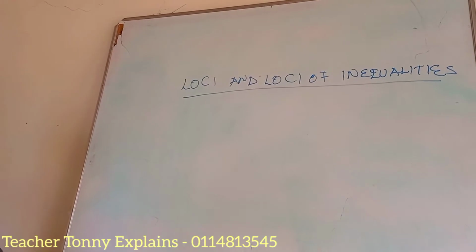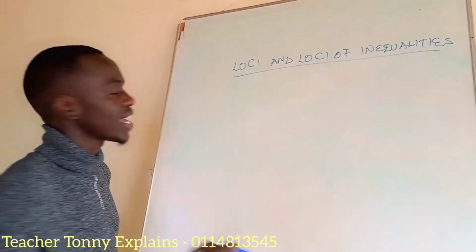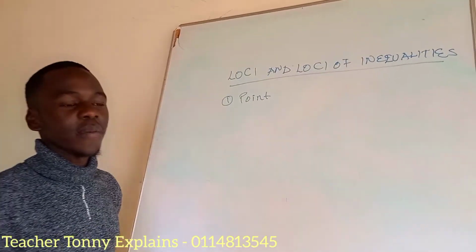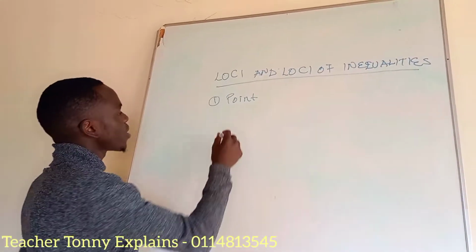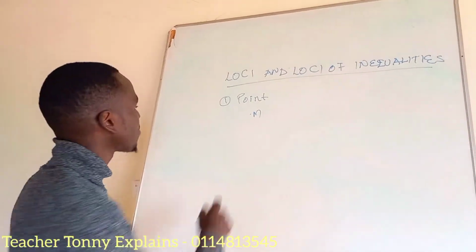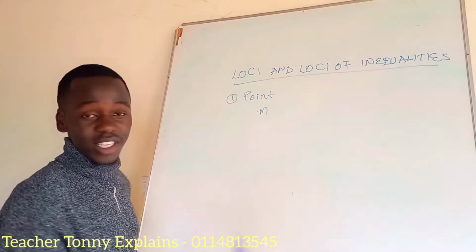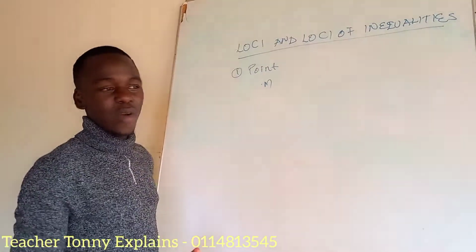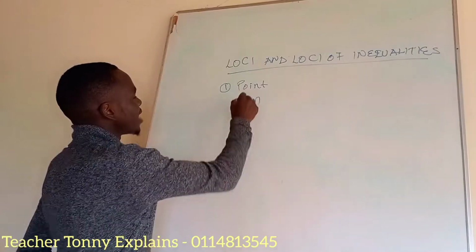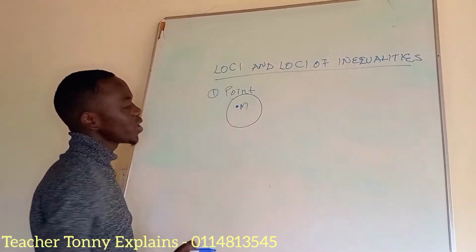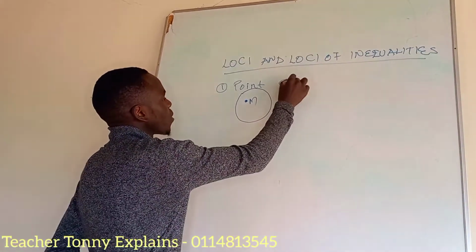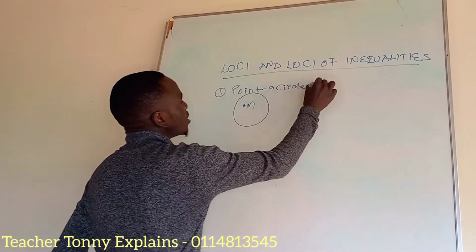So when you talk about loci and loci of inequalities, in the first case, you need to understand what we call a point. When you are asked to find the locus of a point given a certain distance, for example, find the locus of all points that are equidistant from a certain point M, that is 4 meters, 4 centimeters, 4 millimeters away from the point, you stand at that point, put your pair of compasses at that point, and then make a circle. So when you're asked to find the locus of a point, what you're expected to draw is a circle.